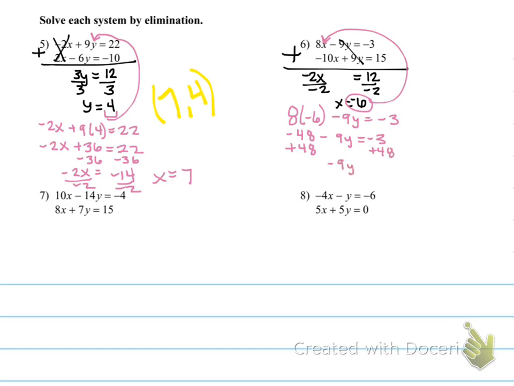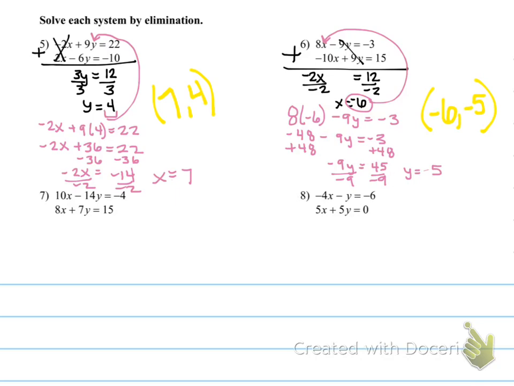So I got negative 9y equals, let's see, negative 3 plus 48 gets me 45. And then let's divide by negative 9, which gets us negative 5. So my final answer here, x goes first, is negative 6, and then y goes second, which is negative 5. All right, we're doing great.